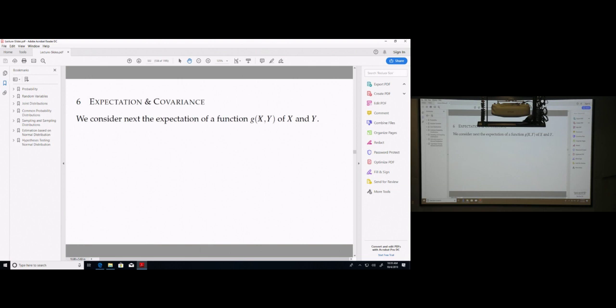Okay, so I wanted to have a break here because we'll be starting a new topic on expectations and covariance. Okay, so do come back at 10:45.